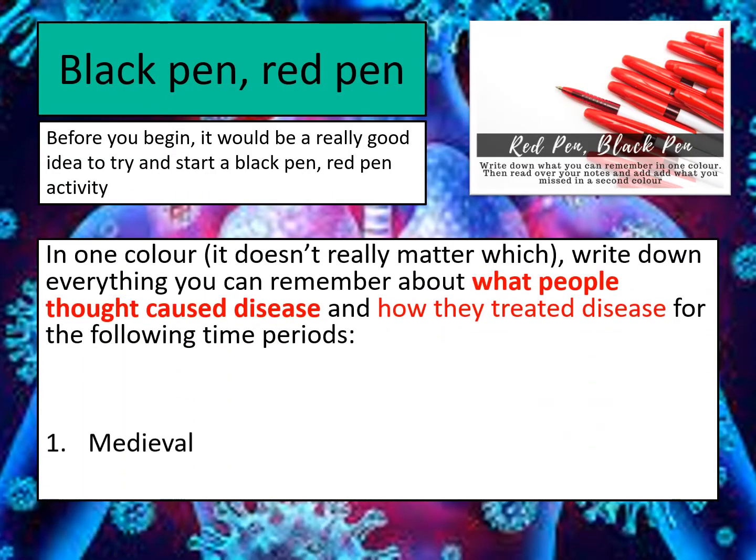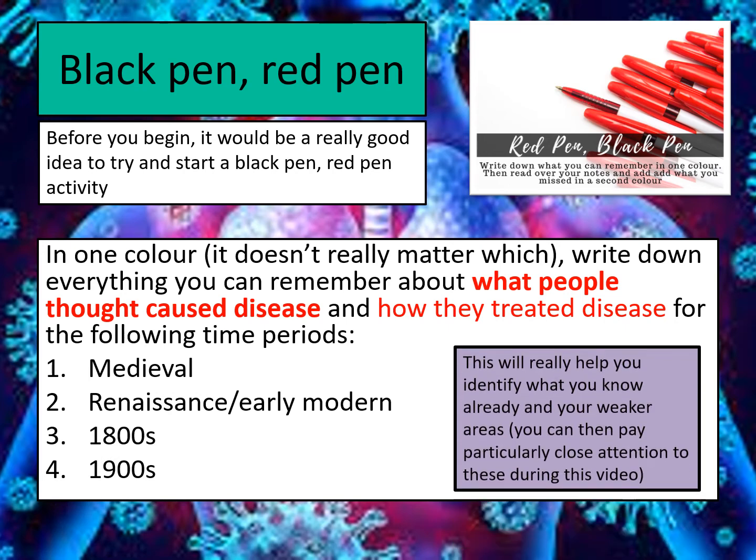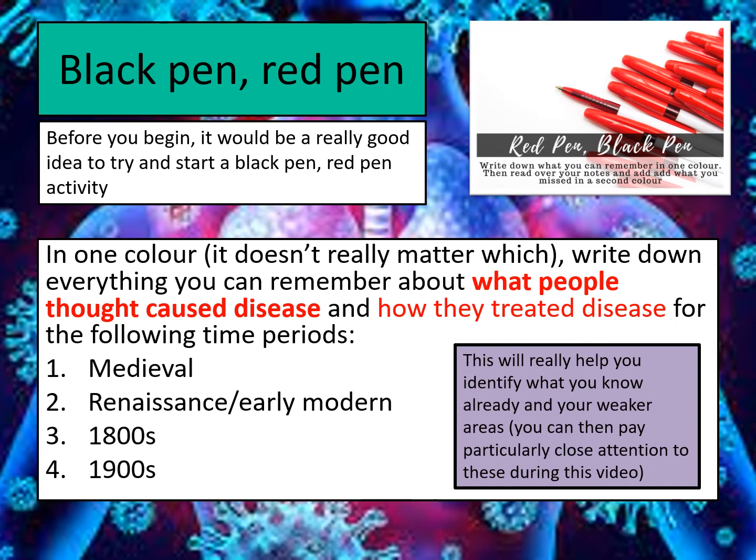Now, this is an optional activity, but one that I think is really worthwhile, and that is to complete a red pen, black pen activity, or at least the first half of it, before you start actually watching this revision video. So what I would try and do is write down on a scrap piece of paper everything you can remember about what people thought caused disease in the medieval, Renaissance, 1800s and 1900s periods, but also how they treated disease. So how they tried to prevent it and how they tried to treat people when they already had it as well. So again, for each of those 4 time periods would be a really good idea.